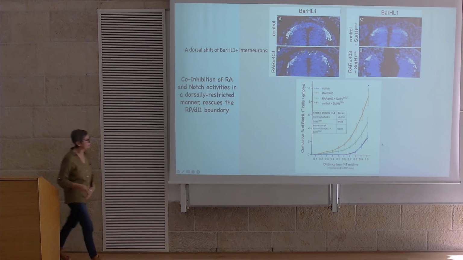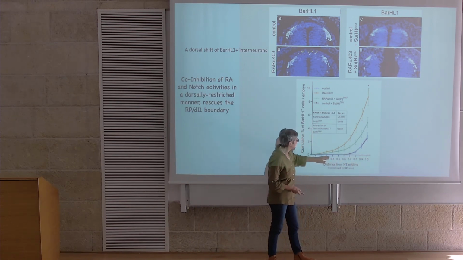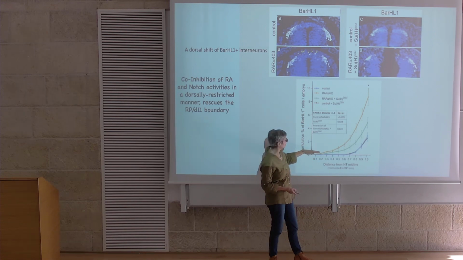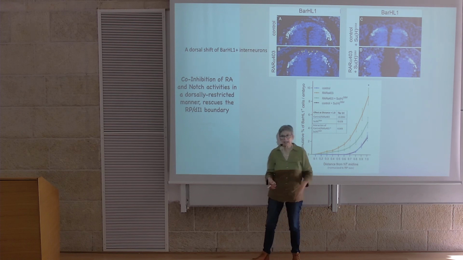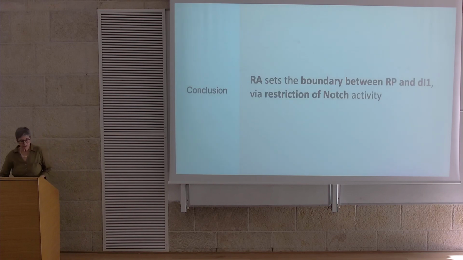So what we see here is the distribution, this is dorsoventral extent, this is the normal distribution of the control and of the suppressor of hairless. This is what we see as an extension of BAR-HL positive cells into the roof plate, and this is our rescue. So we get a very nice and significant rescue of the formation of the boundary. So conclusion, retinoic acid is also instrumental in setting the boundary between roof plate and DI1 interneurons, this time not via BMP, but via restriction of notch activity.